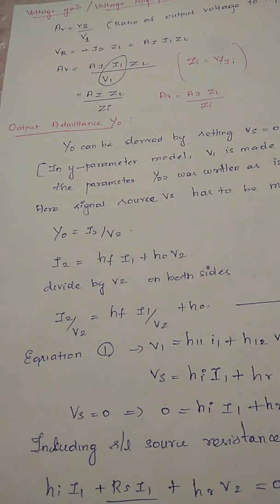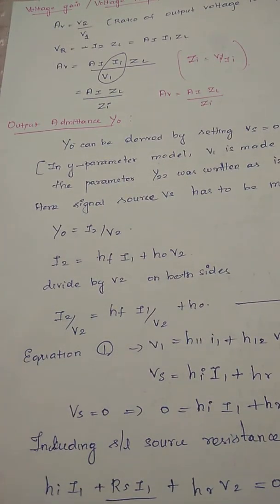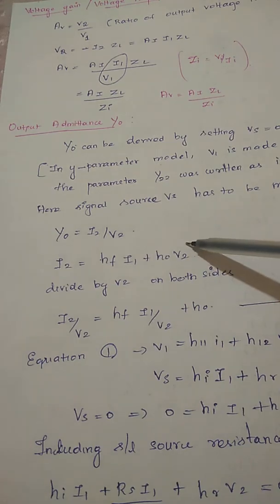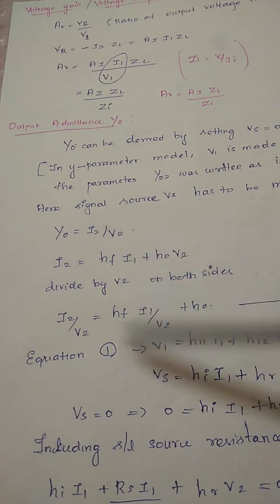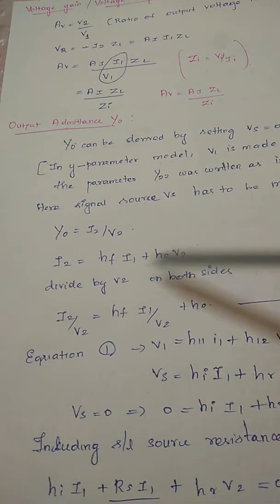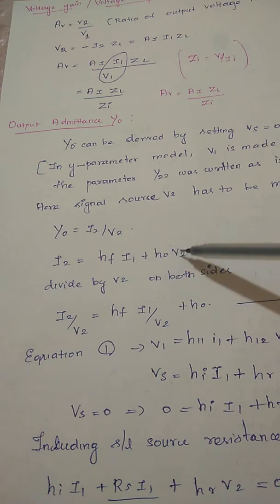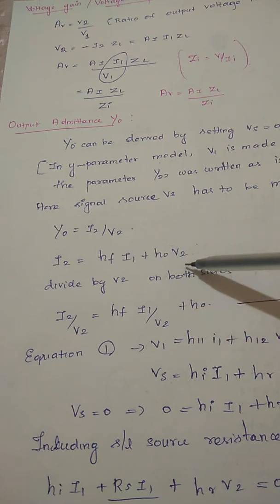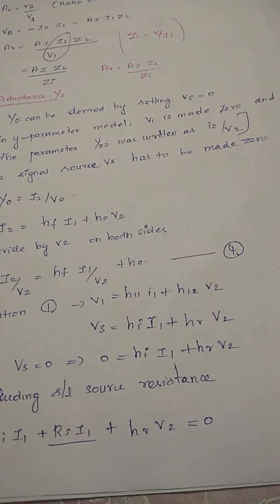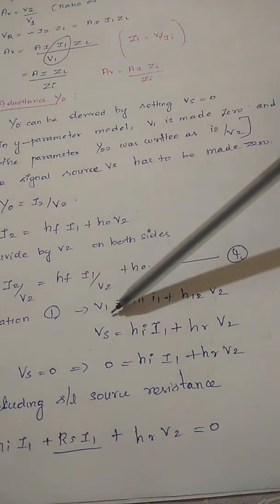So if I consider Vs as 0, from this equation you have to obtain the term I2 by V2. Take the I2 equation and divide both sides by V2. So this term alone you will get as I1 by V2, and in this term the V2 will cancel. Now if you consider the first equation, V1 is equal to H11 I1 plus H12 V2. I told you Vs is to be made 0.